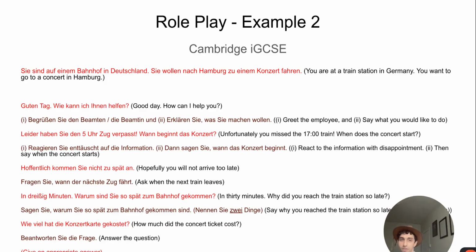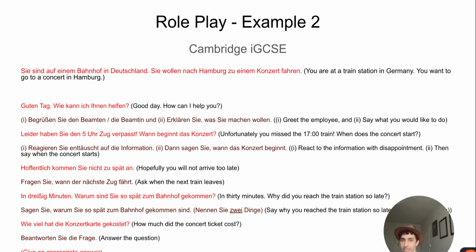You can see the scenario is written out at the top again in red. I've done the same thing as before. So everything the examiner would say, all of the examiner's questions are written in red. And in between, in brown, we've got what would be written on the candidate's role play card. So those are the instructions the candidate would have written, and the candidate would have to prepare as well during that 10 to 15 minutes of preparation time. And I've translated everything into English as well in brackets.